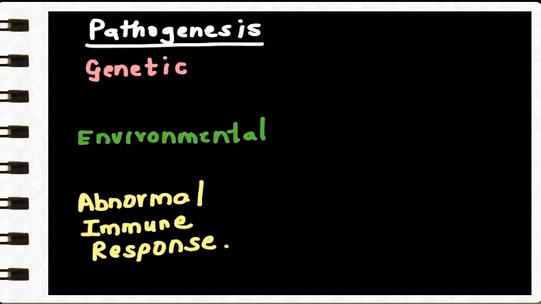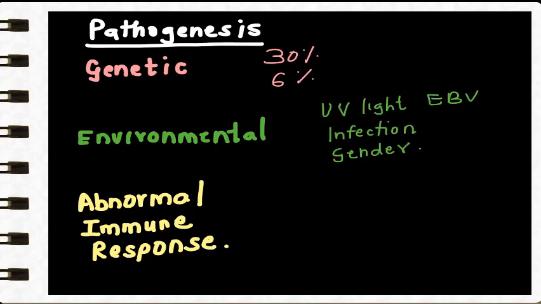Genetic factors increase the chances. If you have a twin, there is a 30% chance, and for a first degree relative, 6% chance of acquiring SLE. Environmental factors are important: sunlight, that is ultraviolet light, Epstein-Barr virus, infection. Females of reproductive age are the most susceptible population for SLE.